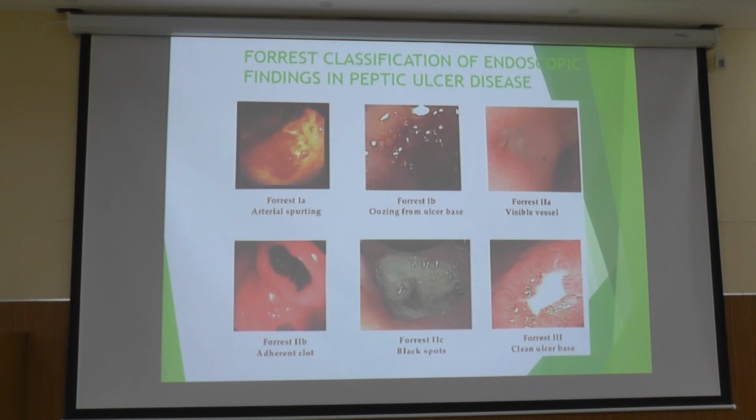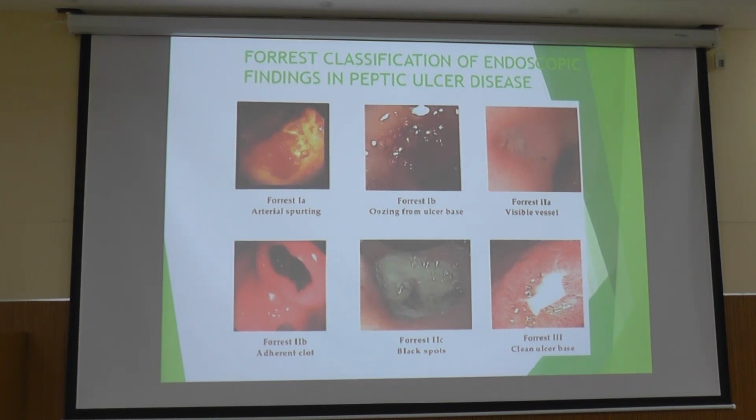Then the fourth one, that is 2B, that is adherent clot. So it has an intermediate risk of bleeding. So why is it intermediate? Because you don't know what is beneath the adherent clot. If you dislodge it, there may be a visible vessel, there may be some vessel which is oozing. So it has been categorized into an intermediate risk of rebleeding.